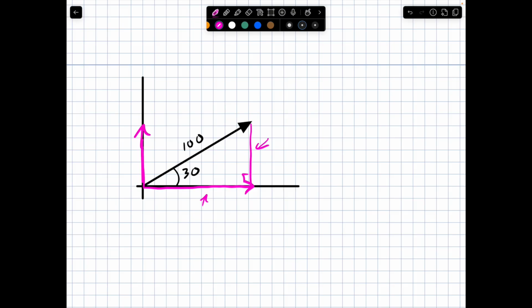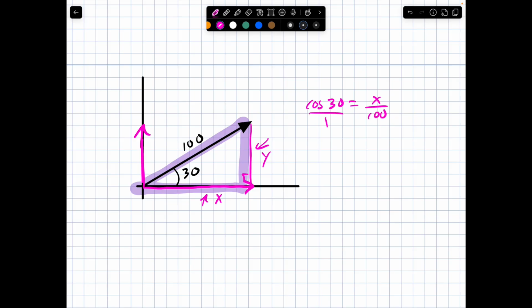So let's calculate this. Now, if you're familiar with this, skip the section, move on. If you're not, check it out. I'm going to call this x, and I'm going to call this y. Now, using SOHCAHTOA, not getting into any crazy pre-calculus or anything like that, I can say that cosine of 30, if I'm looking at this triangle right here, is equal to the adjacent side, which is x, over the hypotenuse, which is 100.